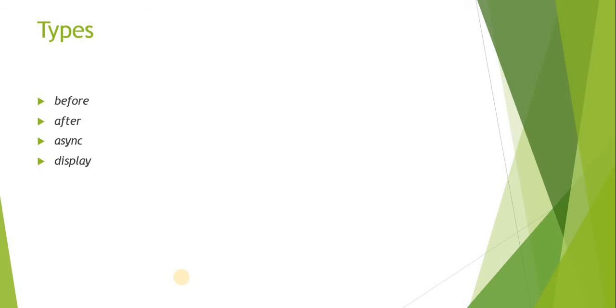And let's take an example. If somebody deletes a user, we can send an email to the admin that this user has been deleted. So it will be an after business rule.